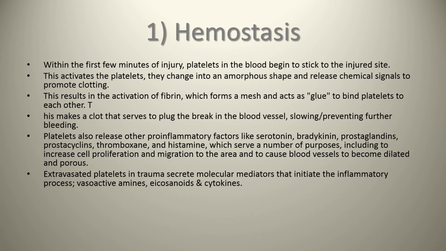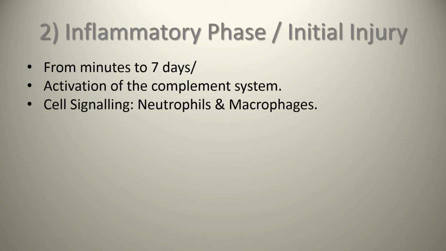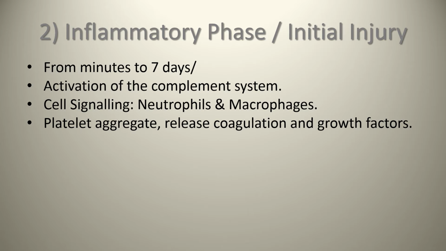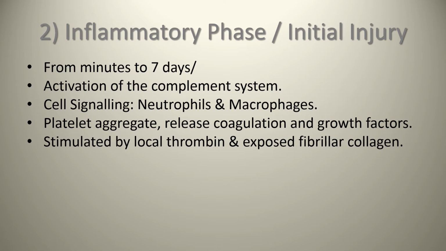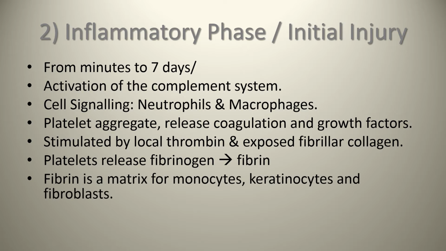The second phase would be the inflammatory phase of initial injury. Basically this is from minutes to 7 days. This is an activation of the complement system, and in this you get cell signaling for neutrophils and macrophages. You get a platelet aggregate, which releases coagulation and growth factors, and this is stimulated by local thrombin and exposed fibrillar collagen. The platelets release fibrinogen, which, when activated, becomes fibrin. And fibrin is a matrix for monocytes, keratinocytes, and fibroblasts, and it also acts as a chemotactic agent for macrophages.